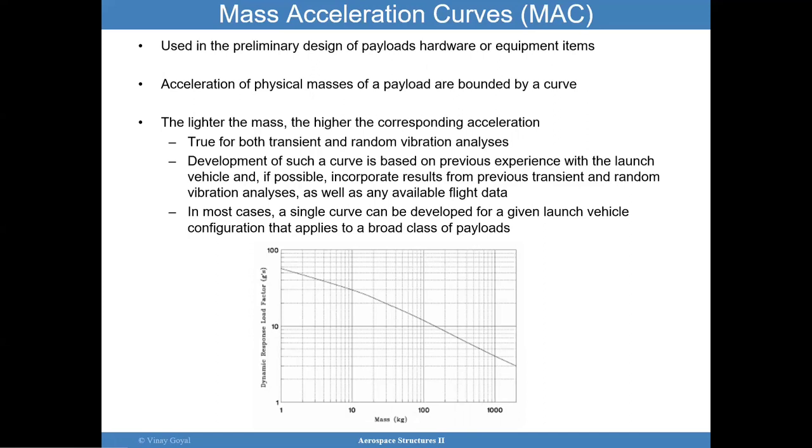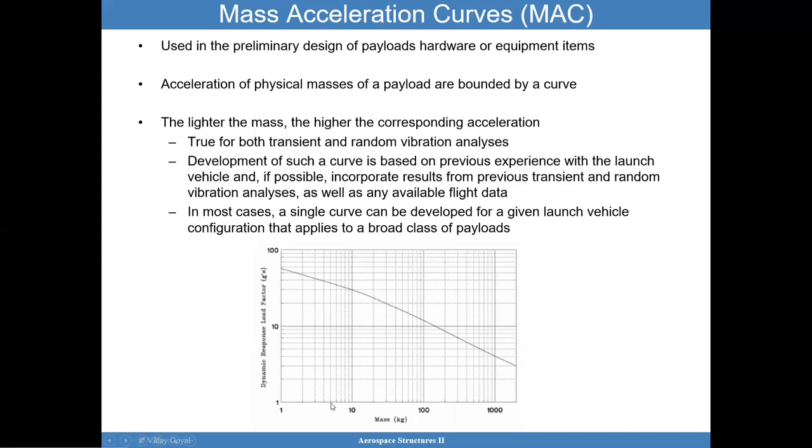The lighter the mass, the higher the corresponding acceleration. That's true for both transient and random vibration analysis. The development of such a curve is based on experience showing that for launch vehicles in general, when you incorporate results from the transient and random vibration analysis, the mass acceleration curve does very well in providing a good envelope for the design of these lighter masses attached to payloads. In most cases, a single curve can be developed for a given launch vehicle, and it can apply for a broad range of payloads. So again, these can be used very simply for various structures.